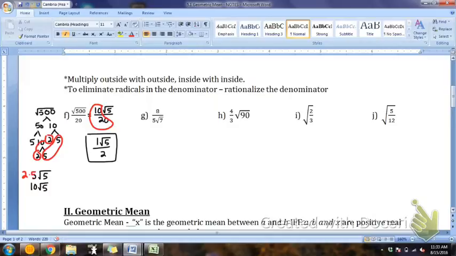We have in the denominator a radical. The rule is you can never have a radical in the denominator. Does anybody remember how we get rid of a radical in the denominator?